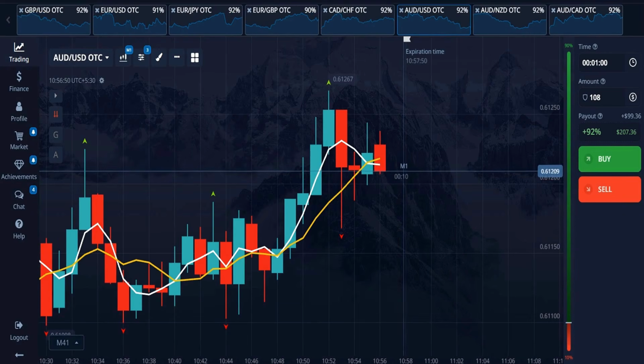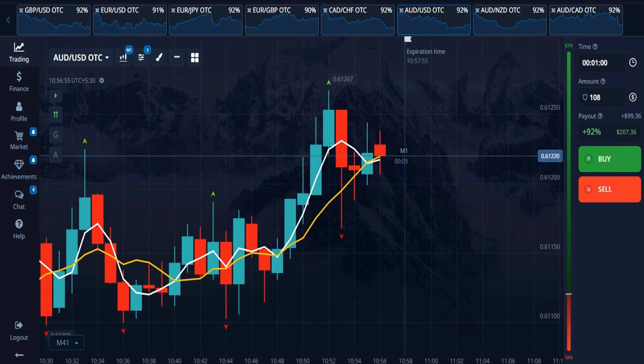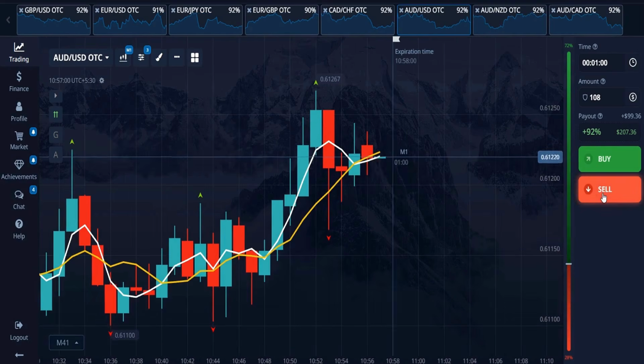Let's jump into the live trading session to see this strategy in action. Watch carefully as I follow the rules step by step. If you have any questions, feel free to drop them in the comments below.